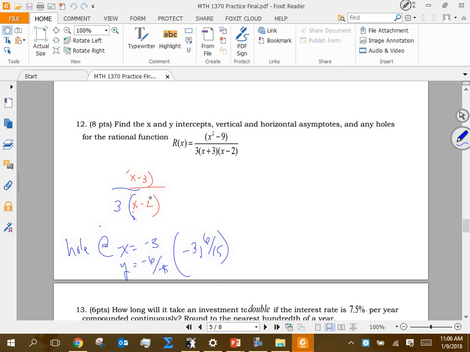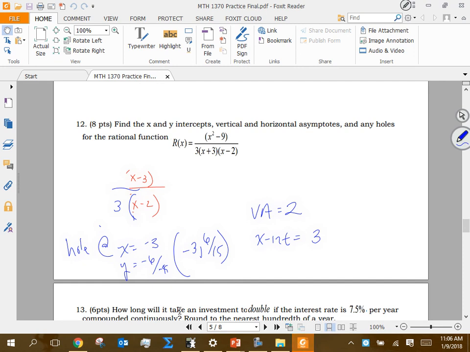Asymptotes. Okay, remember vertical asymptotes come from the denominator equaling 0. So x minus 2 being equal to 0, so I have a vertical asymptote at 2. X-intercepts are when your numerator is equal to 0. So in this case, I get x equaling 3.